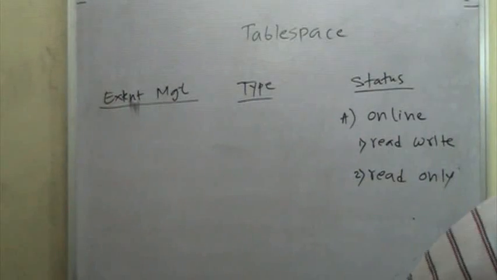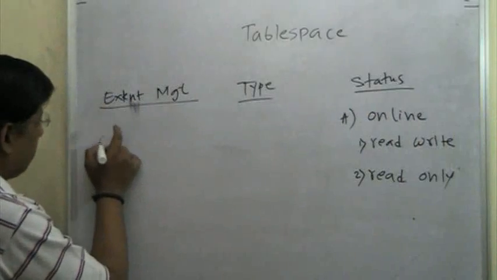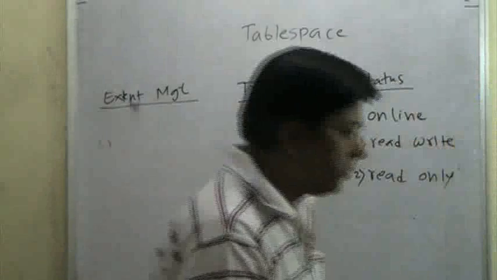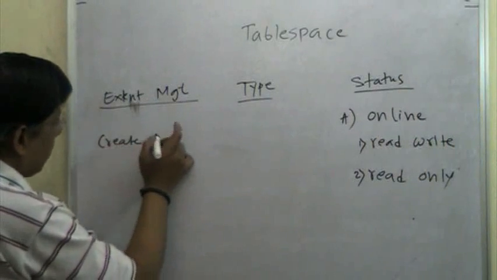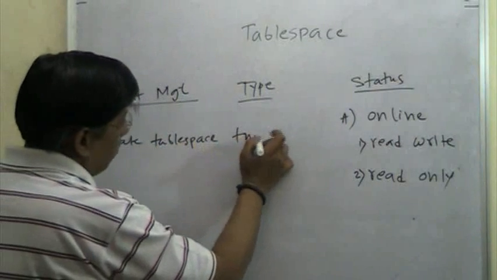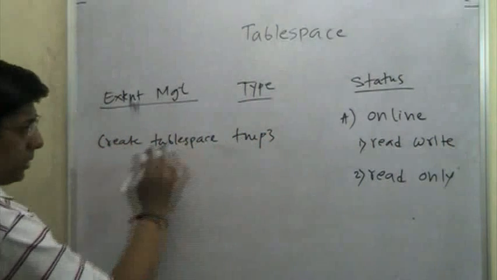And there are multiple syntaxes. I'm going to give you only one here. Create table space. The name of the table space may be, this time, temp3. Then everything else is the same as the previous one.